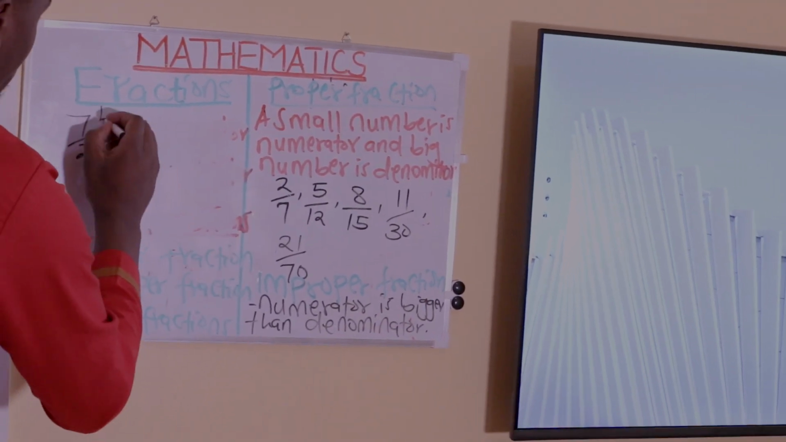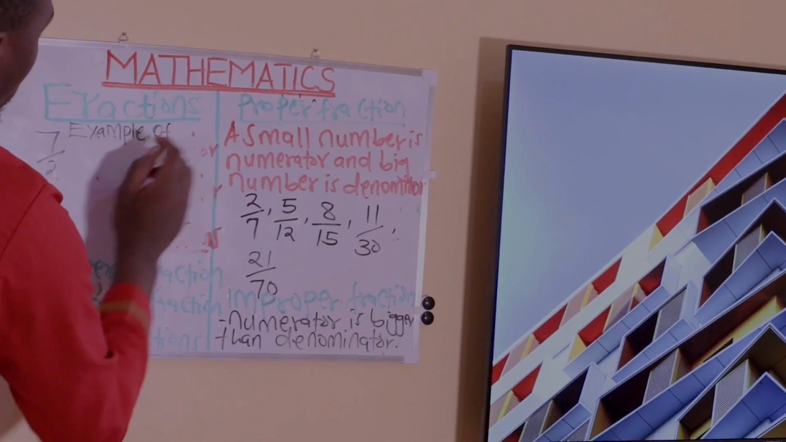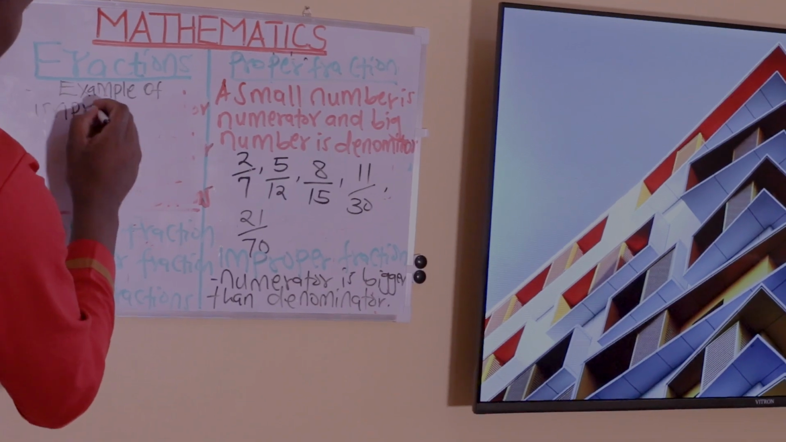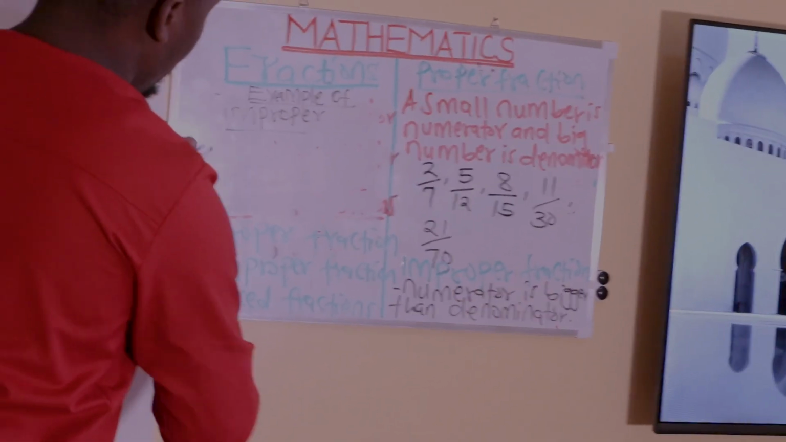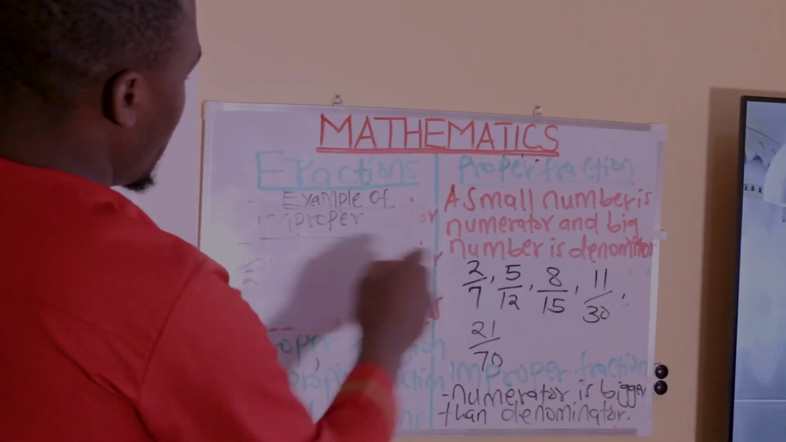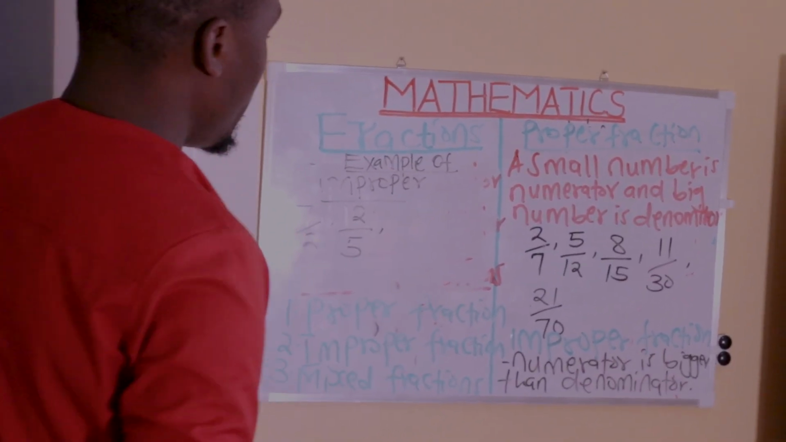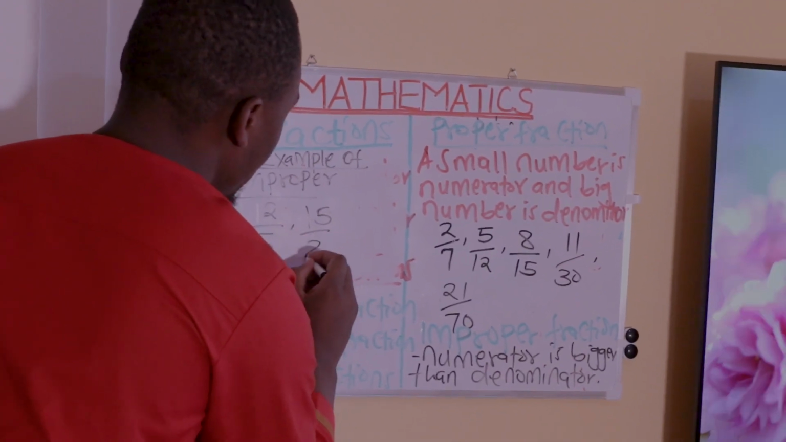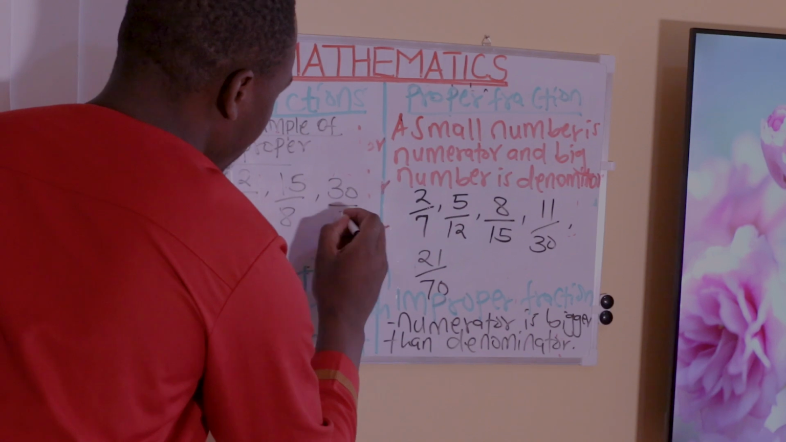Another example, let me write here for you examples of improper, where we have a big number on top of a small number. We have 7 out of 2. We interchange the other one, it becomes 12 out of 5. Yes, we can also have 15 out of 8. We can also have 30 out of 11.